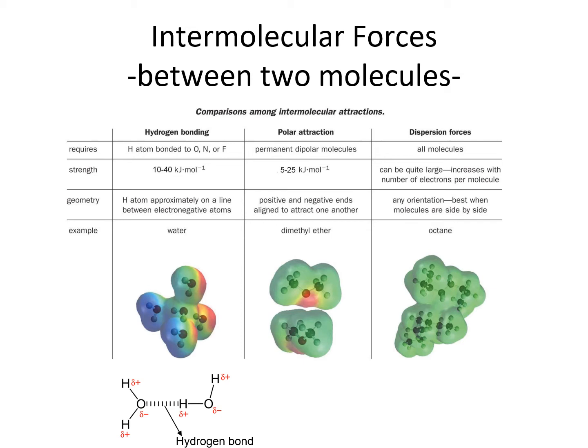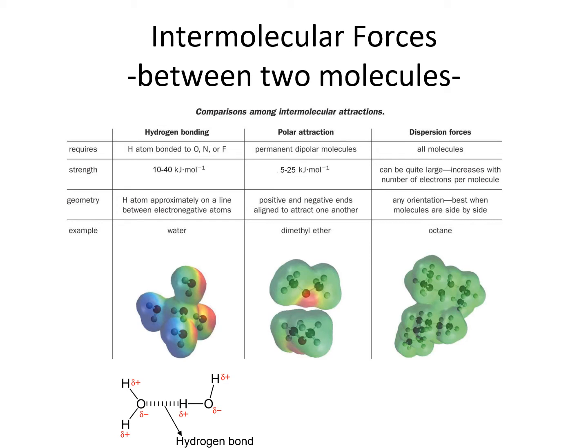Okay, so as we say, the overall polarity of the molecule will determine the interaction between two or more molecules of this compound, and the type of intermolecular force between the two molecules also determines the strength of the intermolecular force of attraction. So for covalent compounds, we have three main types of intermolecular forces of attraction that are listed here. We have hydrogen bonding, polar attraction, which is also called dipole-dipole interaction, and London dispersion forces.